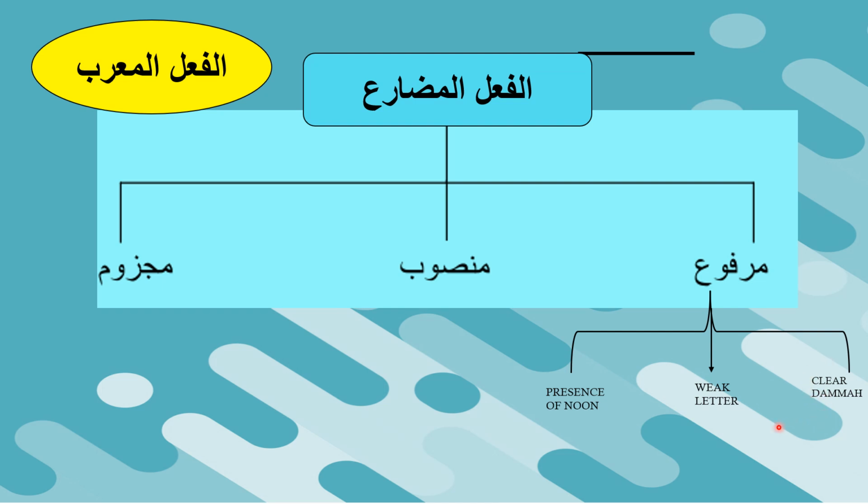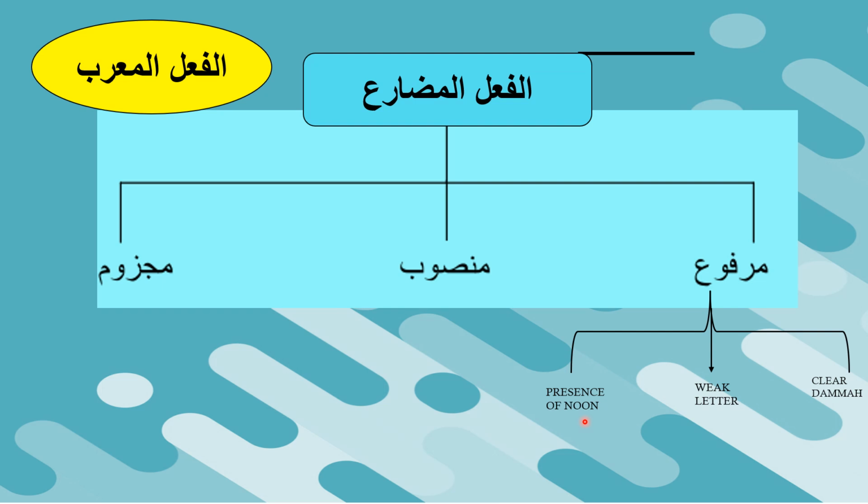So all these 3 types are in Marfu, and they are recognized by clear dhamma. First of all, very easy. How do you recognize a Fel Mudaare in Marfu case? When you see a dhamma on the last letter. The second type of structure in Marfu case is when you see a weak letter at the end. And the third type of Marfu case in Fel Mudaare is when you see the extra noon that I was talking about, that doesn't play any part in i'rab, that extra noon or noon zaida. When you see that noon at the end of the Fel Mudaare, know that it is in the Marfu case.